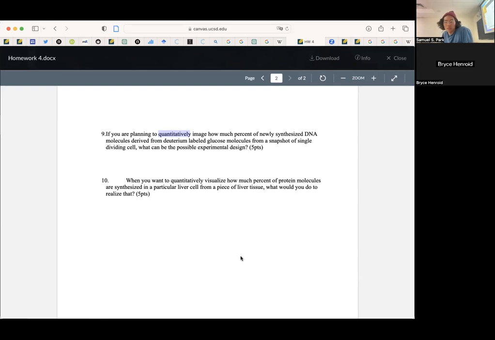Yeah. Okay. When you want to quantitatively visualize how much percent of protein molecules are synthesized in a particular liver cell from a piece of liver tissue, what would you do to realize that? Okay.